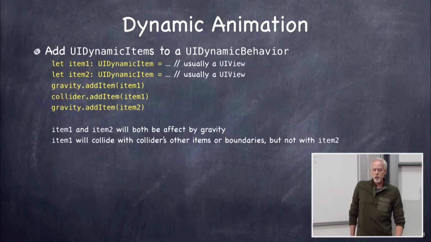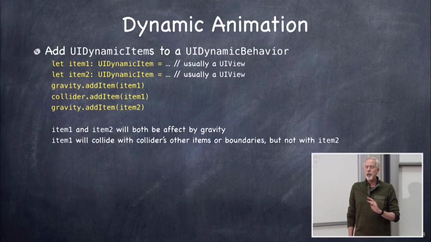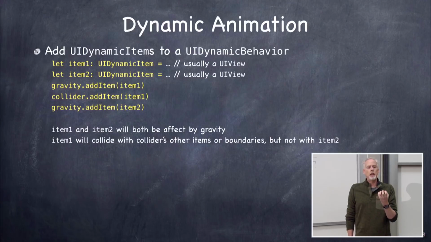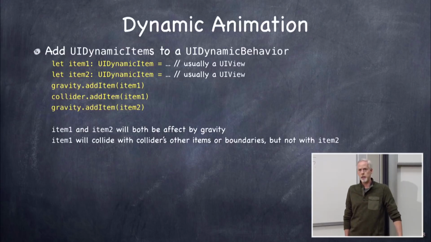And UIViews are the items here, but actually it's not UIViews, it's any object that implements the protocol UIDynamicItem, which doesn't have to be a view. I'm going to show you that protocol in a second. But UIViews are 99% of the time what we pass as items to these behaviors. So if I say gravity add item 1, item 1 will immediately start feeling the pull of gravity. If I say collider add item 1, immediately item 1 will start colliding with everything else that is added as an item in the collider.